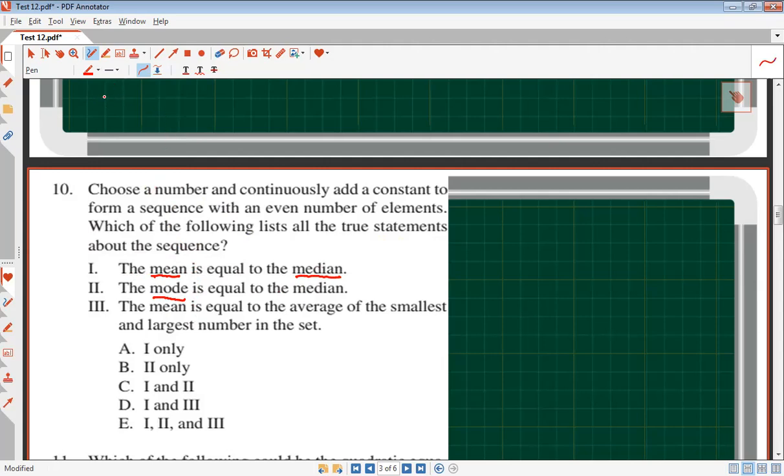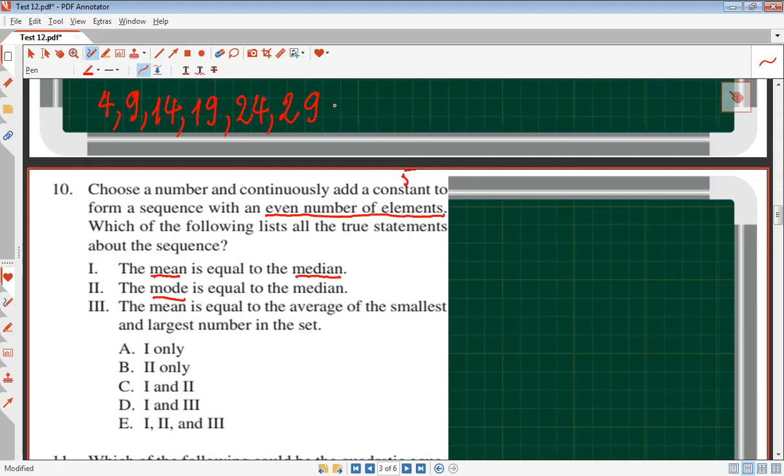We can start with the number 4, and we will choose the constant, say 5. Hence the next numbers are 9, 14, 19, 24, and 29. That's enough. It is 6 numbers, an even number of elements.